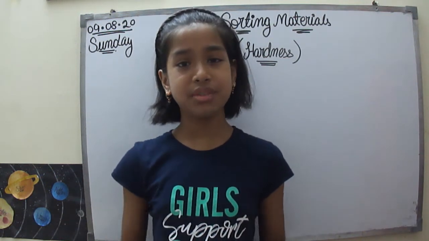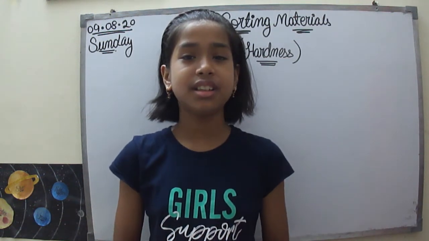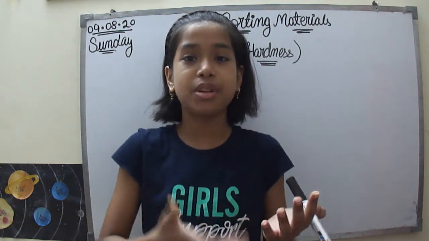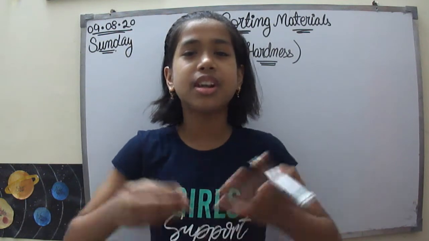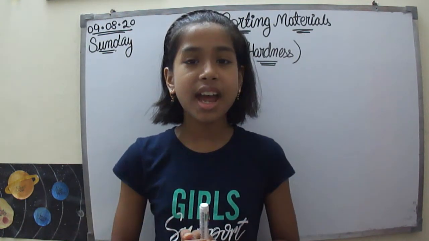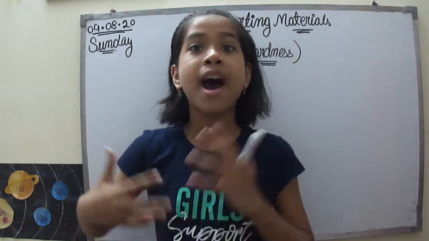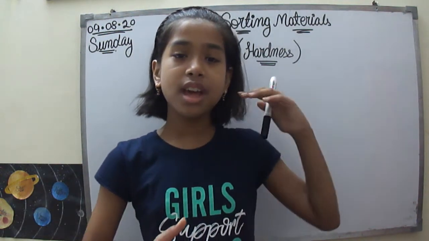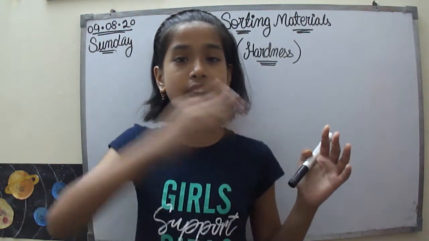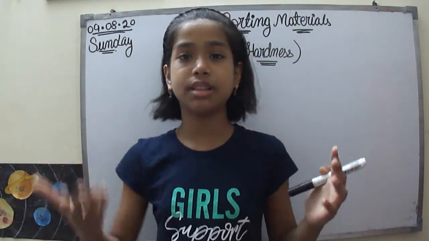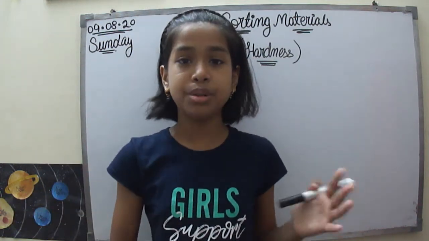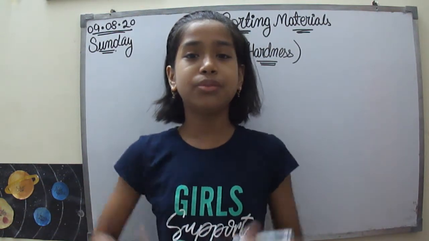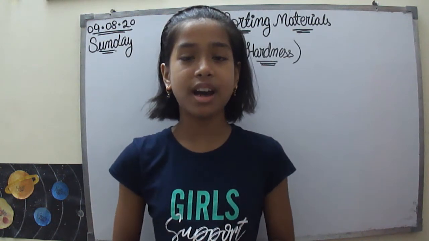Now, firstly, what is hardness? So, you will say, if we take an example of a sponge, the sponge is not hard, right? And if we take the example of a hammer, the hammer is hard. So, if we compare a sponge to a hammer, we will say that the hammer is very hard as compared to the sponge.